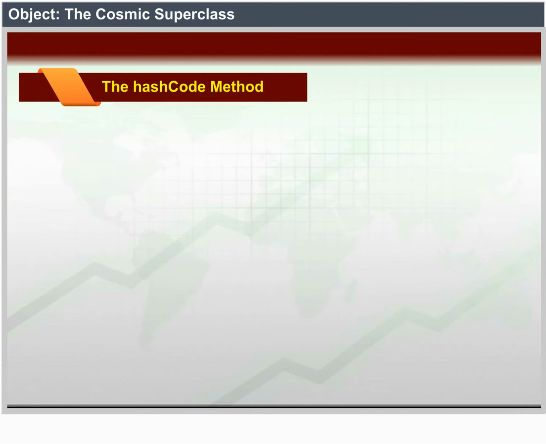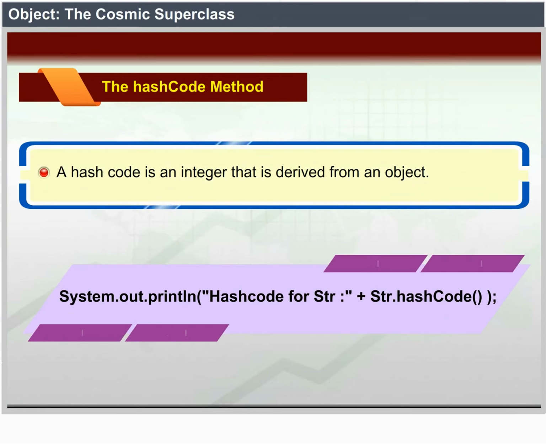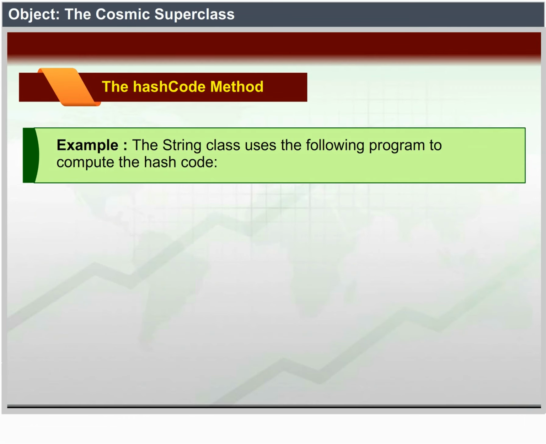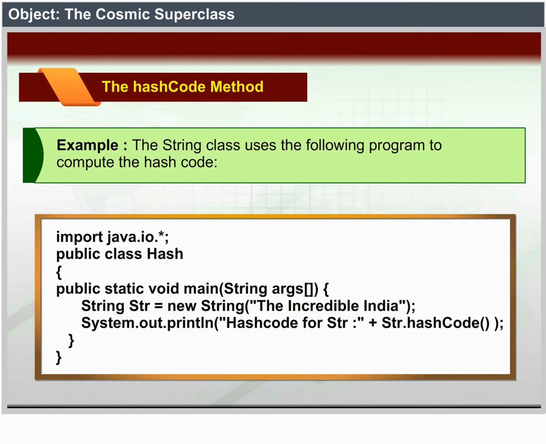The hashCode method. A hash code is an integer that is derived from an object. The hashCode method is defined in the Object class. Therefore, every object has a default hash code. That hash code is derived from the object's memory address. Example, the String class uses the following program to compute the hash code.